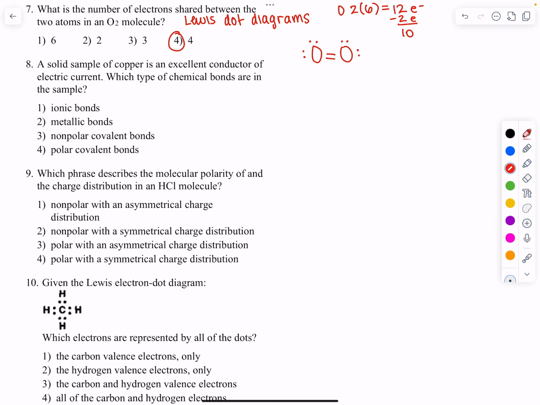A solid sample of copper is an excellent conductor. Which type of chemical bonds are in the sample? So it's only copper. It's not copper with anything else. It's just plain old copper. If it's just a metal, then it's metallic bonding.